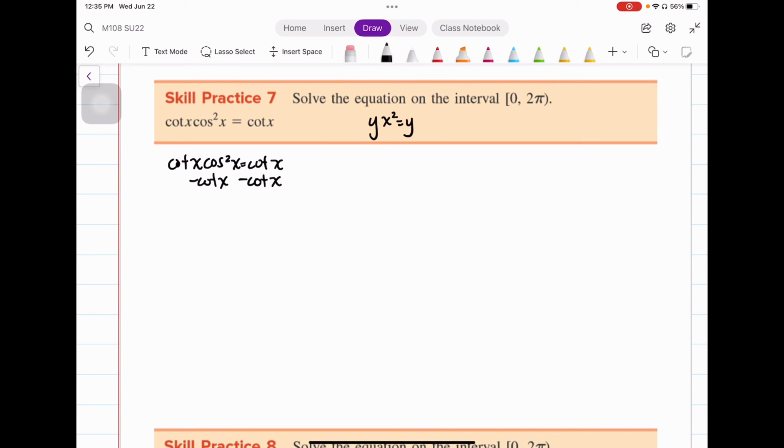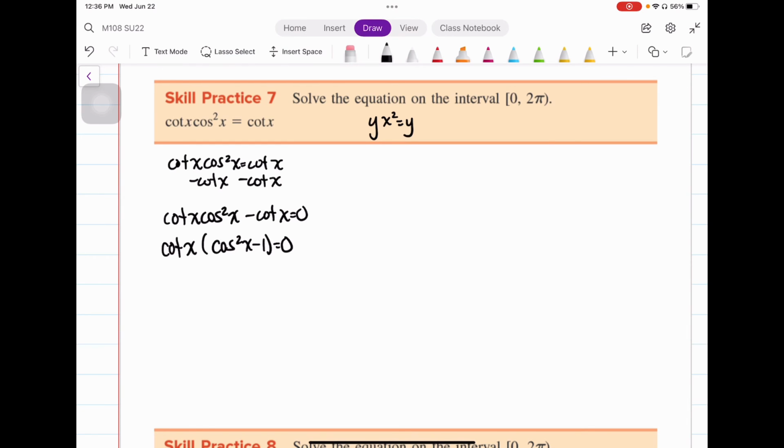This gives me cotangent x cosine squared of x minus cotangent x equals 0. And then I see that I can factor out a cotangent of x. That gives me cotangent x times cosine squared x minus 1 equals 0. Interesting. What do I know cosine squared of x minus 1 is?